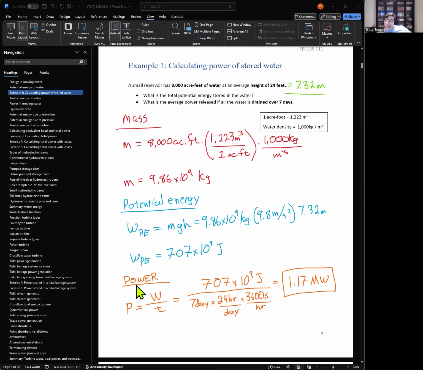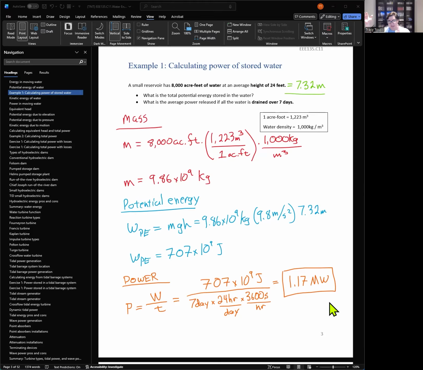If we want to find the power, we take the total amount of energy divided by the time it takes to let all the water flow. And it's 707 times 10 to the 9 joules divided by 7 days, but when we multiply by 24 hours, and then we multiply it by 3,600 seconds. At the end of the day, power is joules over seconds. So we just do unit conversion. At the end, you get 1.17 megawatts.